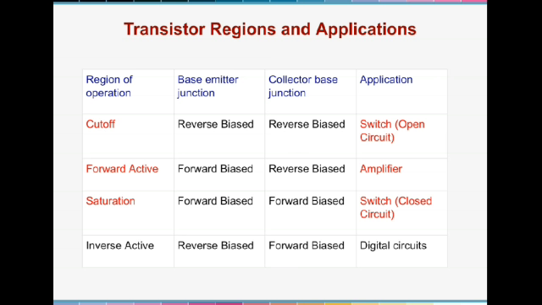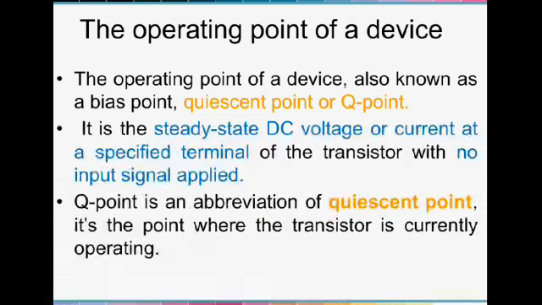If both the base emitter junction and collector base junction are forward biased, it will act as a closed switch, and the region here is the saturation region. The last region is the inverse active region. In this case, the base emitter junction is reverse biased and the collector base junction is forward biased. It is applicable for all the digital circuits.